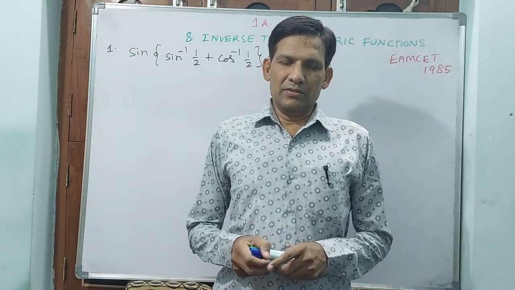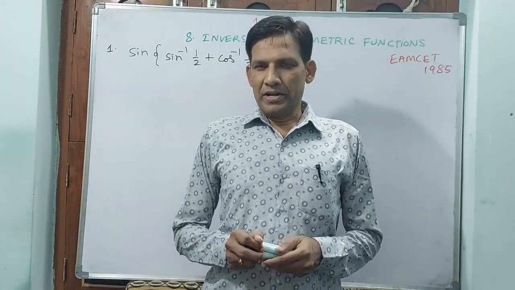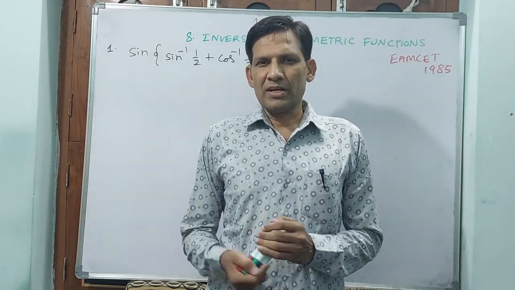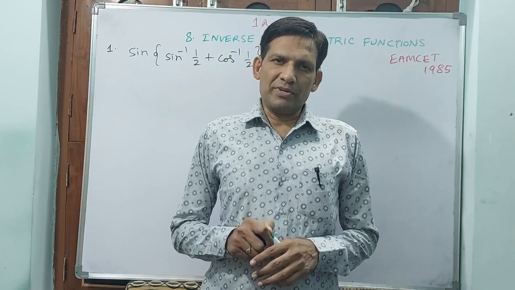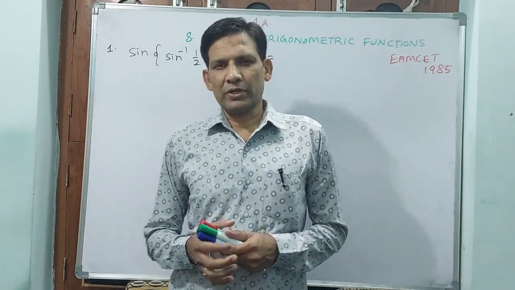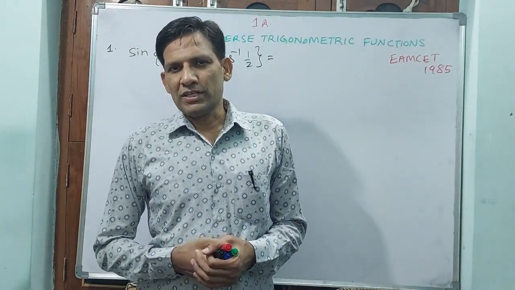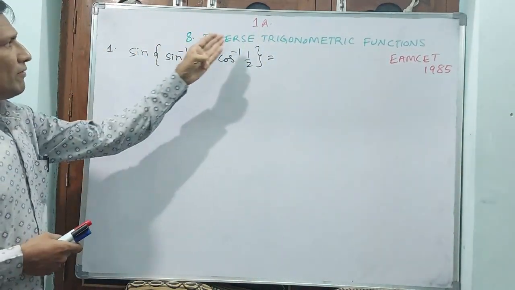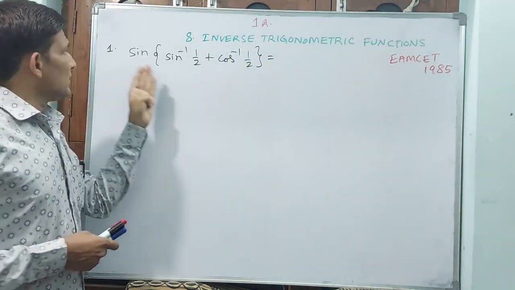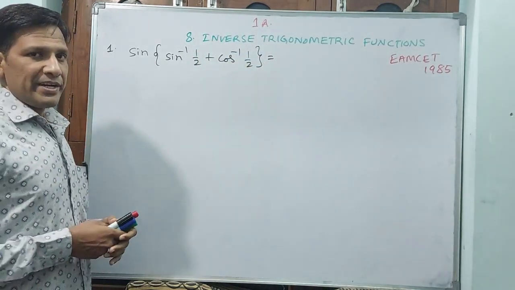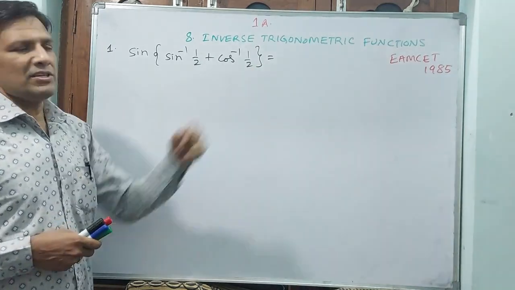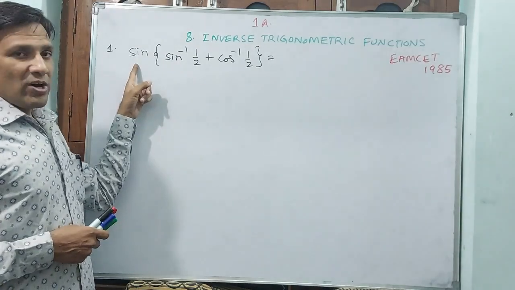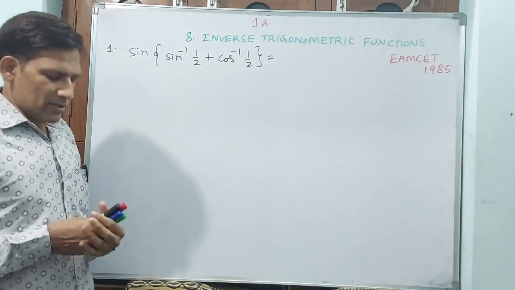Dear students, we are now dealing with EAMCET mathematics, and now we will start a new chapter from 1A, 8th chapter, inverse trigonometric functions. Let us try to solve 4 questions in this class. First question, 1A inverse trigonometric function. First question, EAMCET 1985. It depends on the model; I am not seeing which year and all. We will take models. Sin inverse 1 by 2 plus cos inverse 1 by 2.